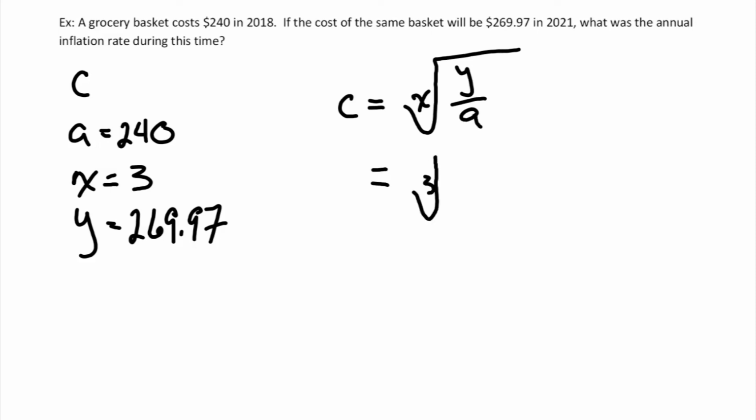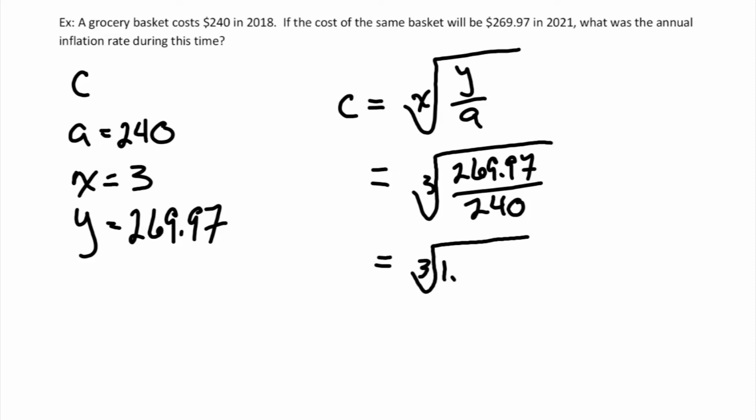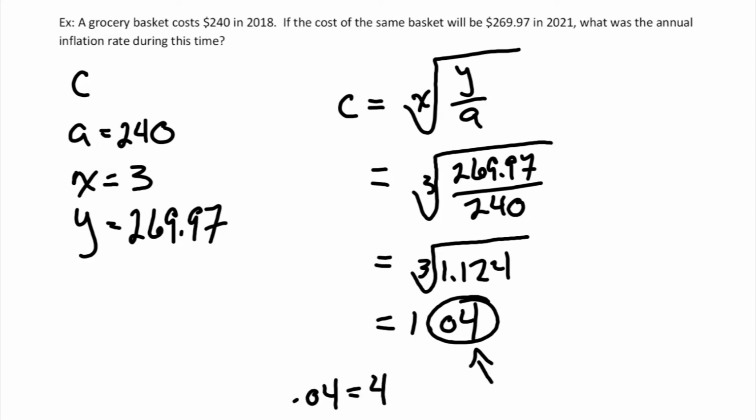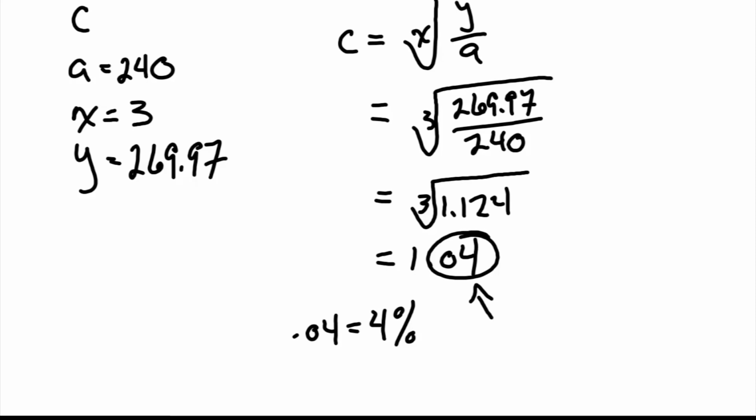I'm looking for the cube root of 269.97 divided by 240. So I'm looking for the cube root of 1.124. Doing that on my calculator, I get 1.04. When I know that C is 1 plus the rate of change, I can focus just on the second part of that, which is 0.04. 0.04 is 4%. So the annual inflation over this time was 4%.